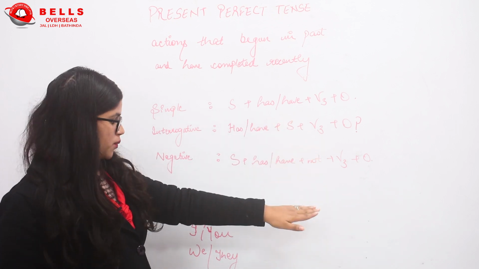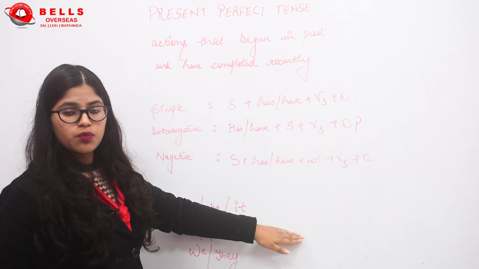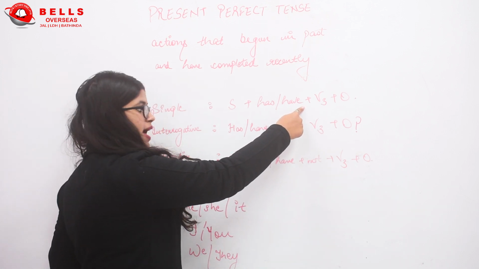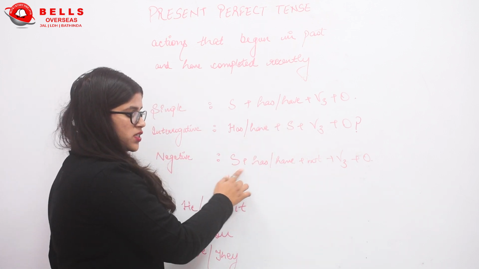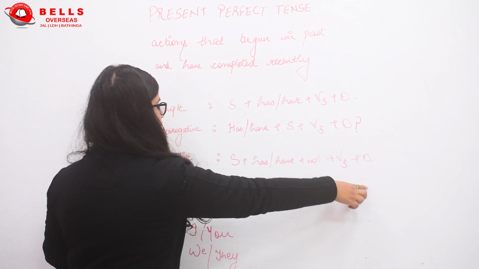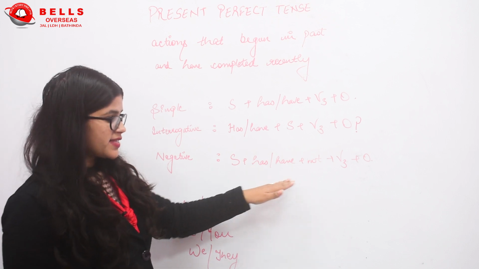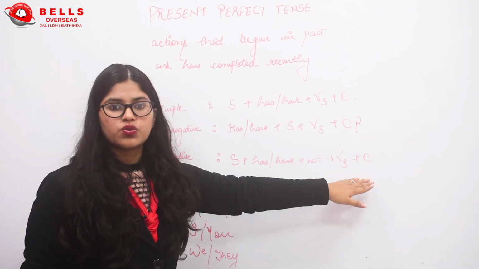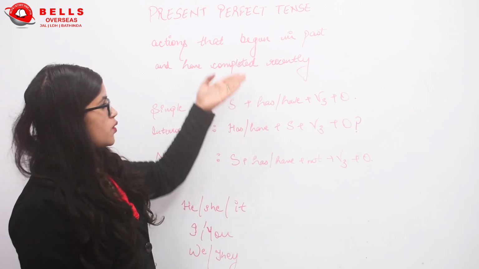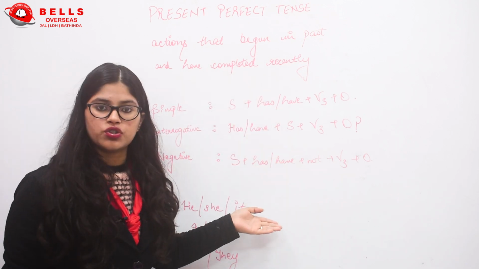Now, when the simple sentence is to be converted into negative, you just have to add not after has, have. Subject plus has, have plus not plus verb third form plus object. He has not gone to the market. This is all about present perfect tense, where to use it and how to use it.